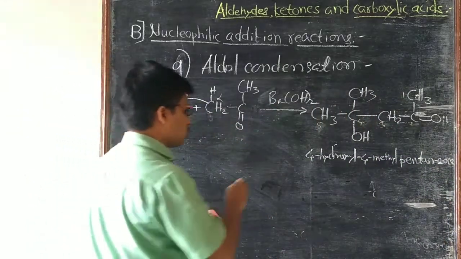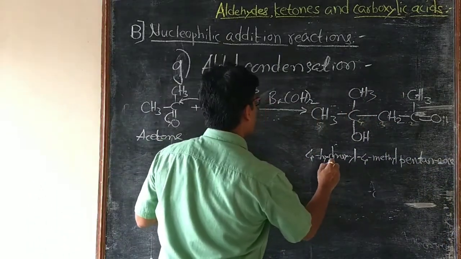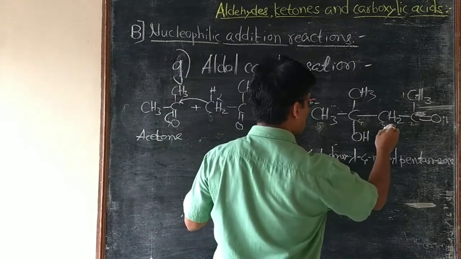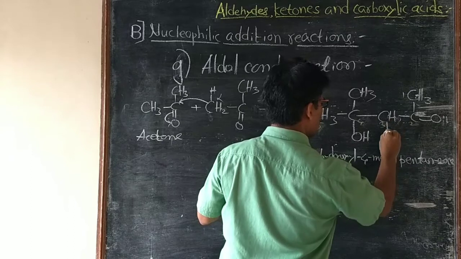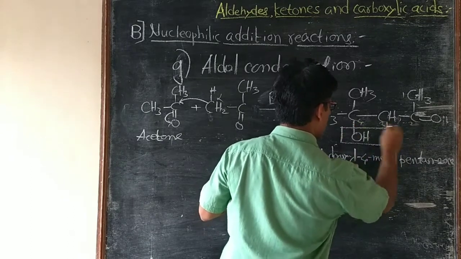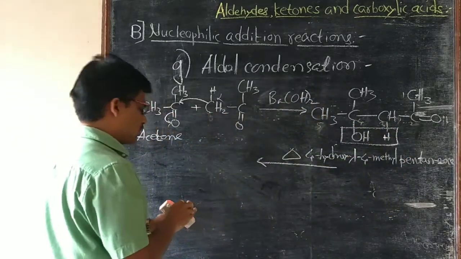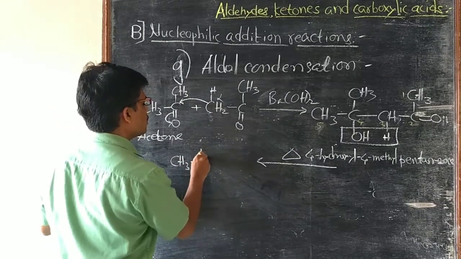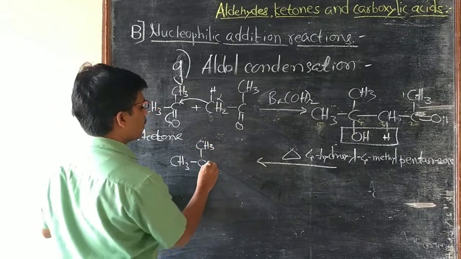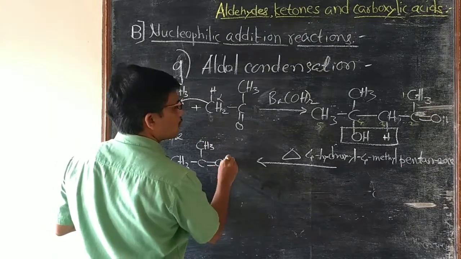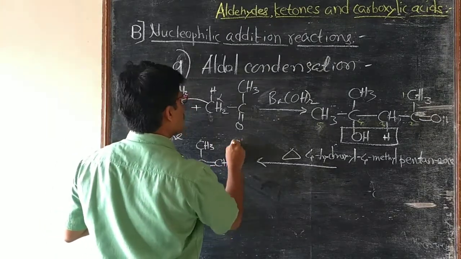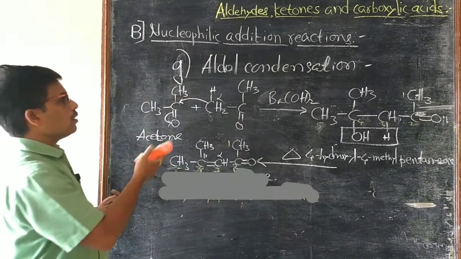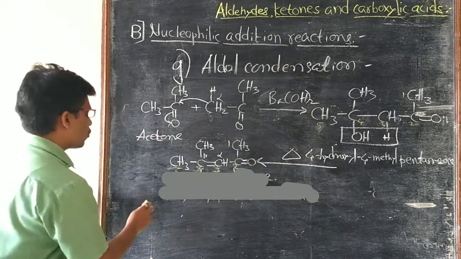Then this pentan-2-one, when heated, eliminates a molecule of water to form CH3 CH3 CH3 double bond O.